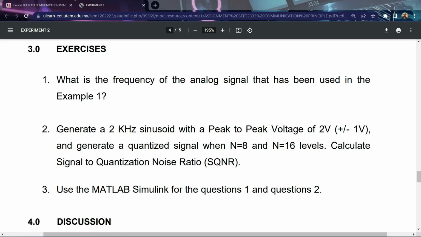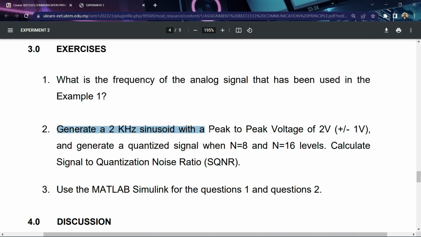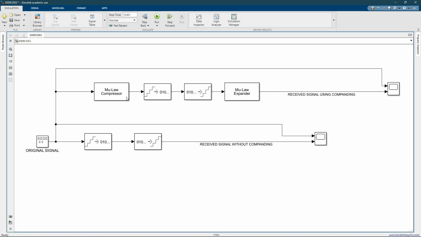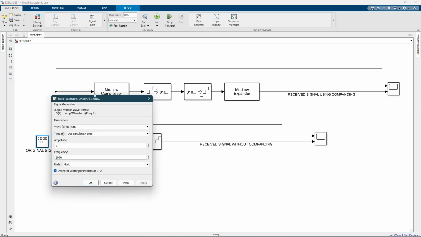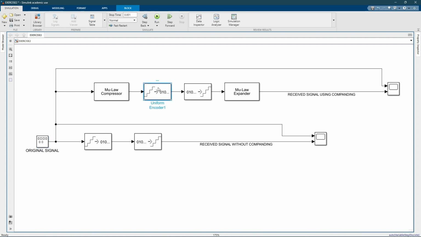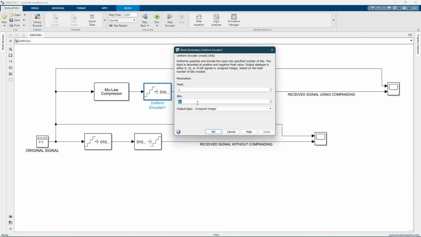For question 2, generate a 2 kHz sinusoid with a peak-to-peak voltage of 2 volts and generate a quantized signal when n equal to 8 and when n equal to 16. So this is the Simulink for exercise 2. First, the original signal. We use a sine wave with 2000 Hz and amplitude of 1. And then in the uniform encoder, we set the bits to 8 because n is equal to 8.